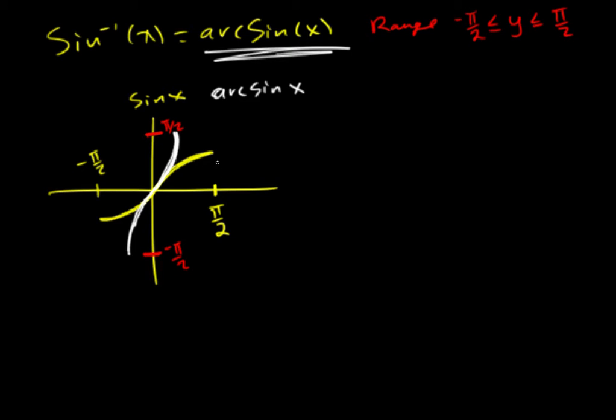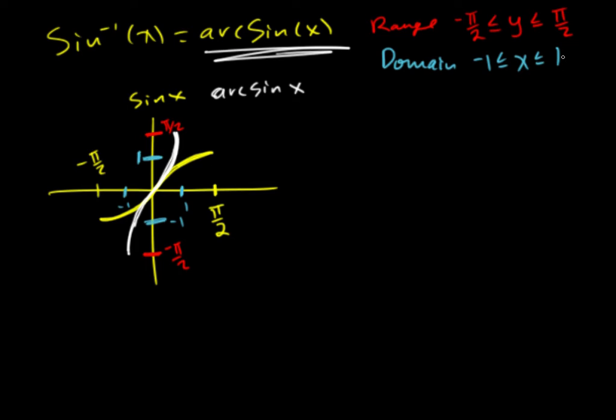Now, if we're talking about the domain, the domain is going to be what the range was on the original function. So the range on the original function is negative 1 to 1. And so this is the same thing. We're going to get 1 to negative 1. So the domain is negative 1 to 1. Okay, so that's for the sine function.